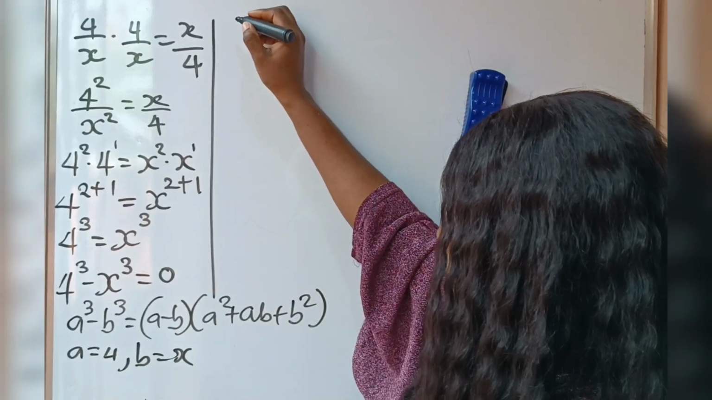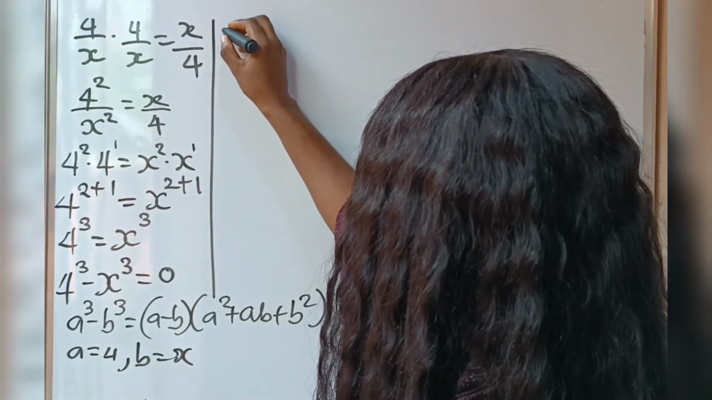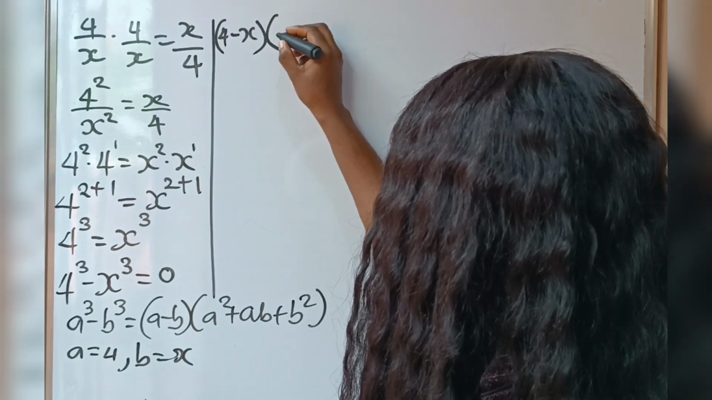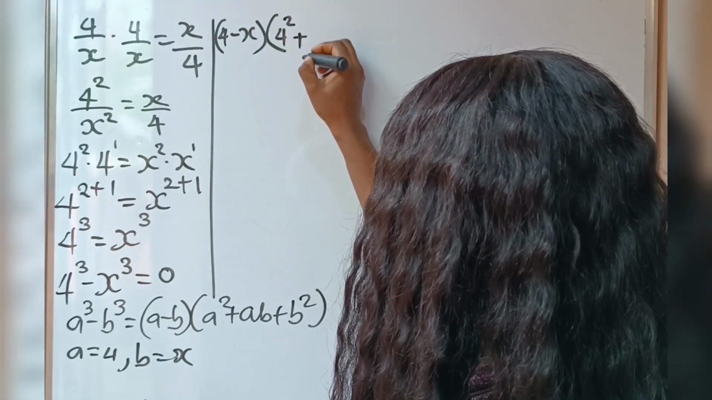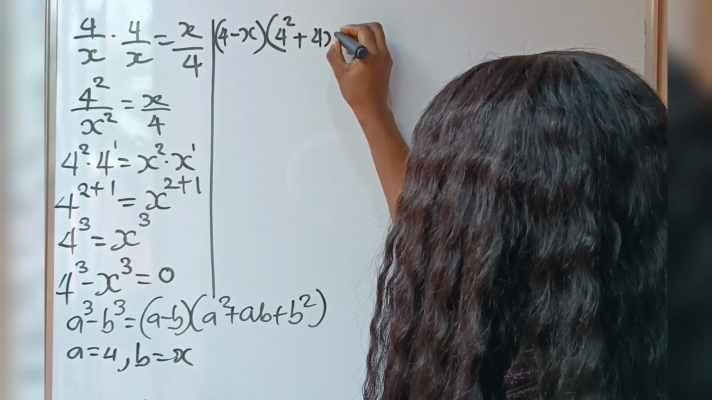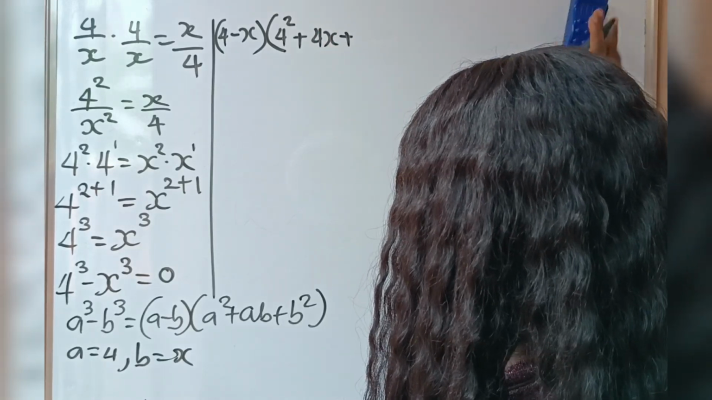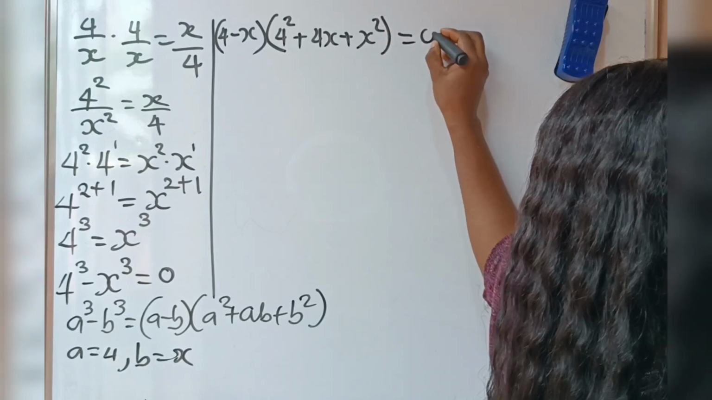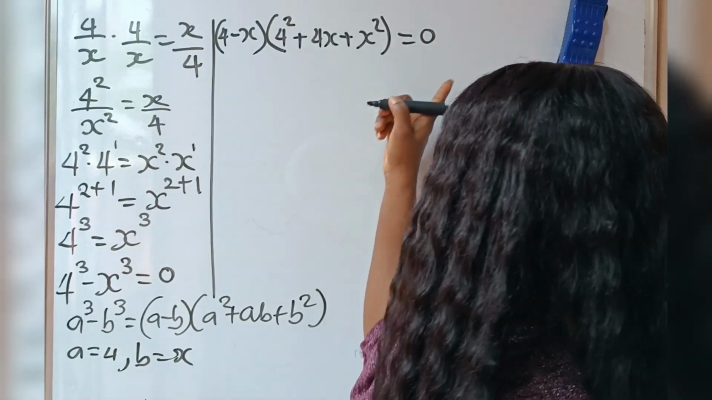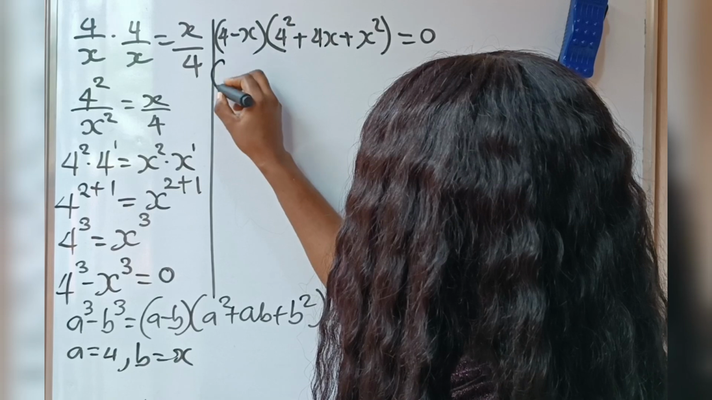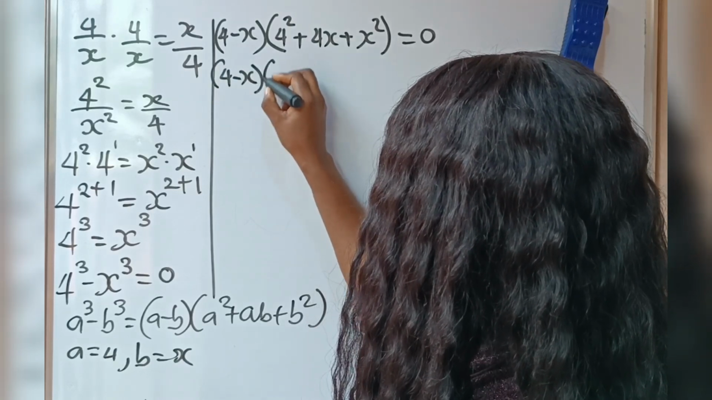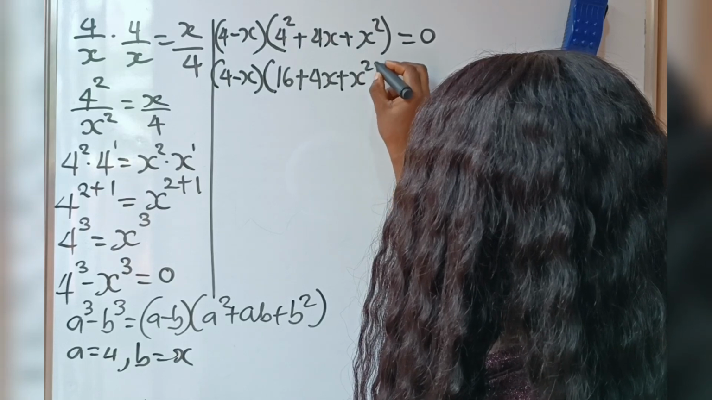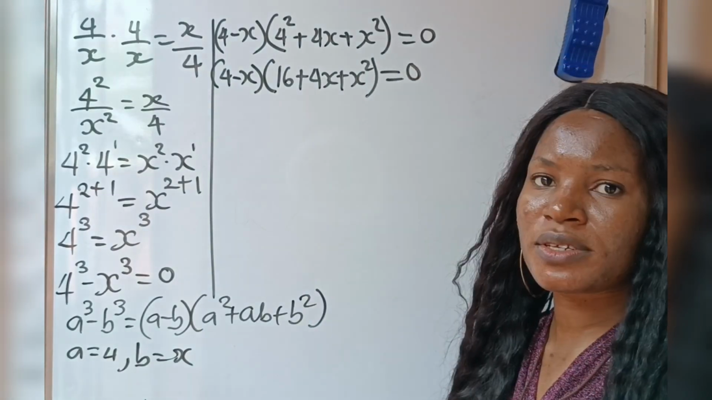So if we do that, we have a minus b, that is 4 minus x, open bracket, a squared, that is 4 squared, plus ab, that is 4 multiplied by x, plus b squared, that is x squared, okay, is equal to 0. So this simply means that we can write this as 4 minus x multiplied by 16 plus 4x plus x squared is equal to 0.